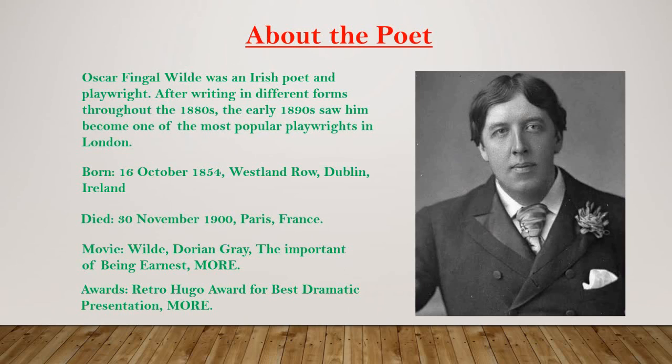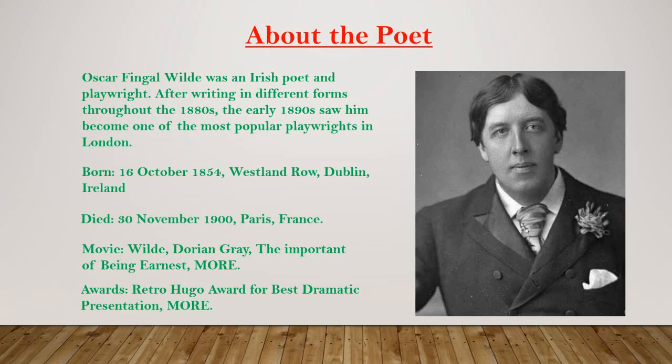Before starting with the lesson, let us know about the poet. Oscar Wilde was an Irish poet and playwright. After writing in different forms throughout the 1880s, the early 1890s saw him become one of the most popular playwrights in London. He was born on 16 October 1854 in Westland Row, Dublin, Ireland, and died on 30th November 1900 in Paris, France. His works include Dorian Gray and The Importance of Being Earnest, and many more. He was awarded the Retro Hugo Award for Best Dramatic Presentation and many more.